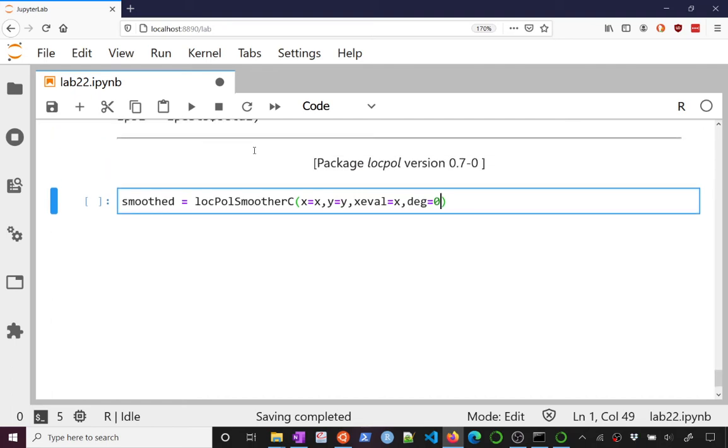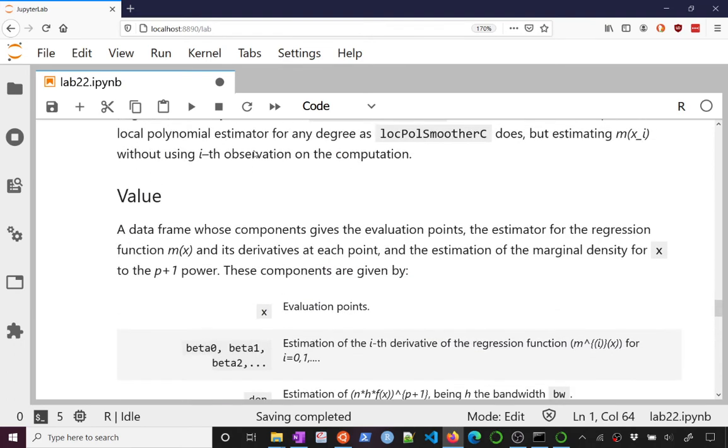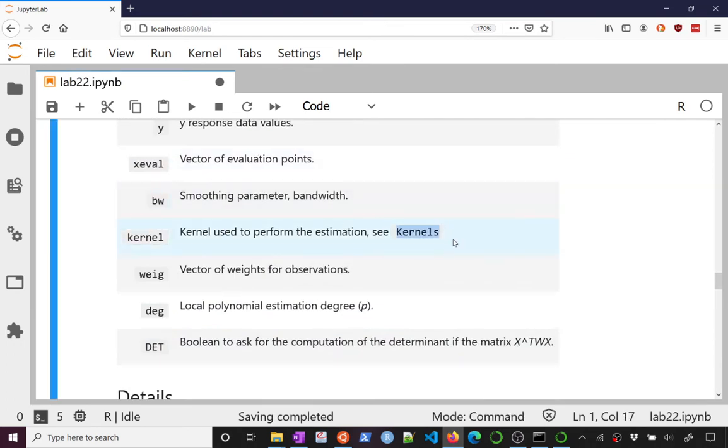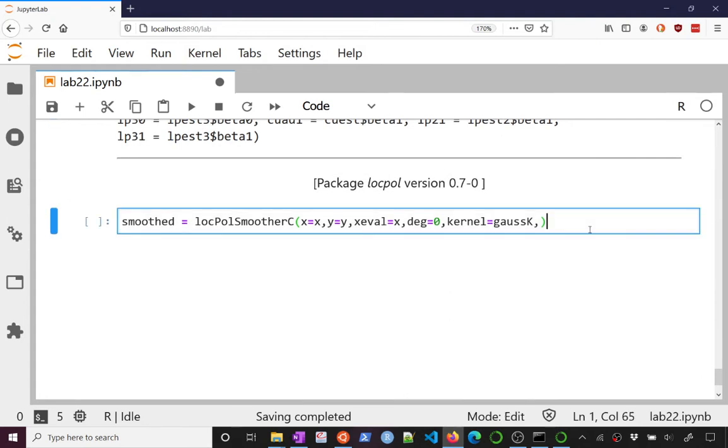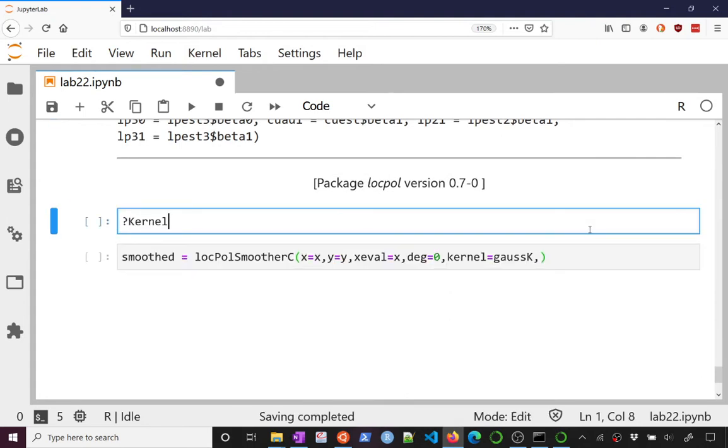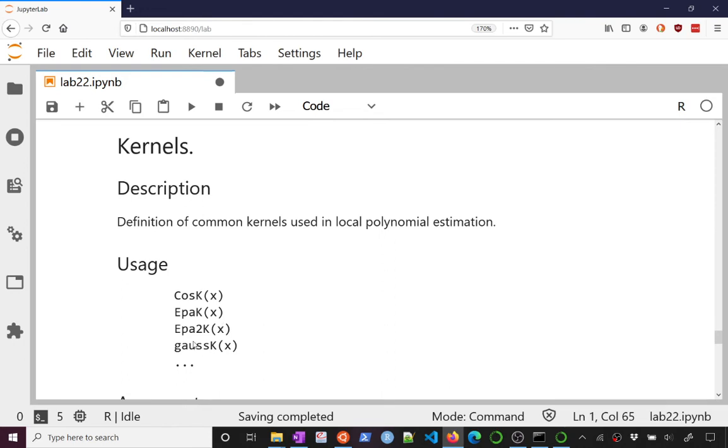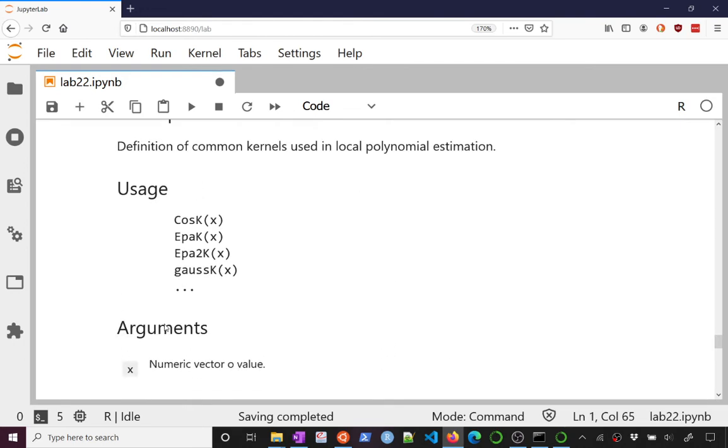Because if you remember when we did that little math in lecture, a local polynomial with just an intercept, that is a degree 0 local polynomial, was the NW kernel regression estimator. I'll specify a kernel, Gaussian kernel, and you can read up on the different kernels. There are different kernels available. Can I do that? Yeah, kernels, here we go. So Gaussian, cosine, there are different ones, and you can read up exactly what these are.